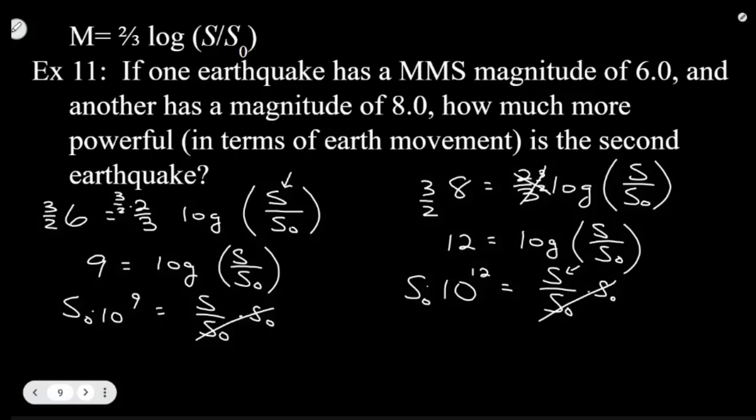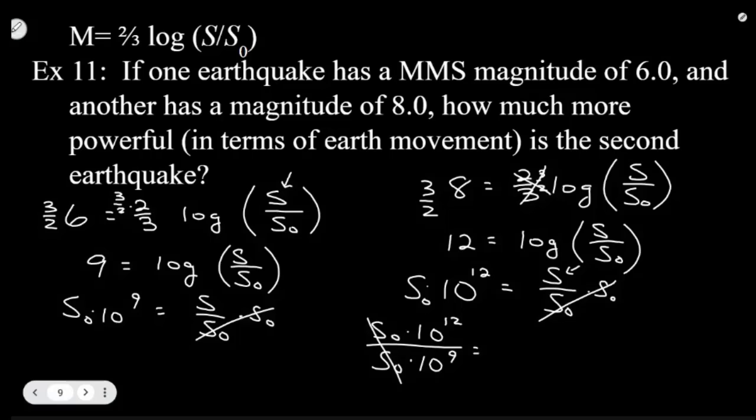Here's what's going to end up happening. How much more powerful in terms of Earth movement is the second earthquake? Well, when they say how much more powerful, a lot of times they mean how many times more powerful is it? So we're just going to take the bigger one and divide by the smaller one. So the bigger one is obviously the second one, right? And we're dividing by the first one. And notice the S sub 0s just cancel out. So if we're asking how many times more powerful one is, we can just cancel those out. And then what do we have left here?